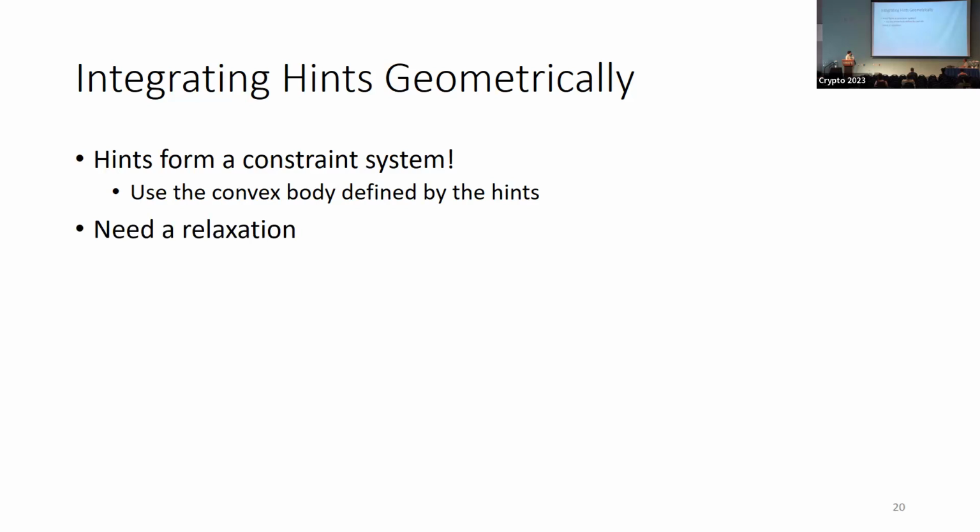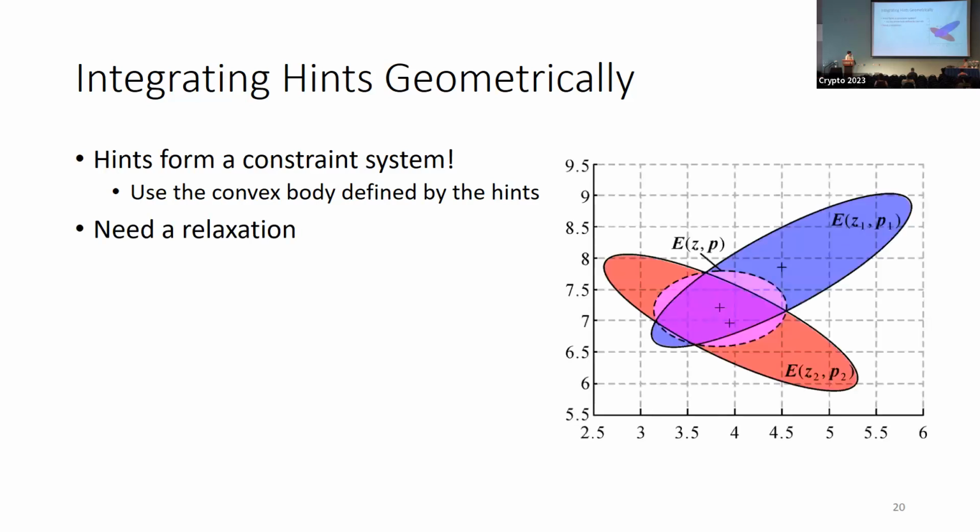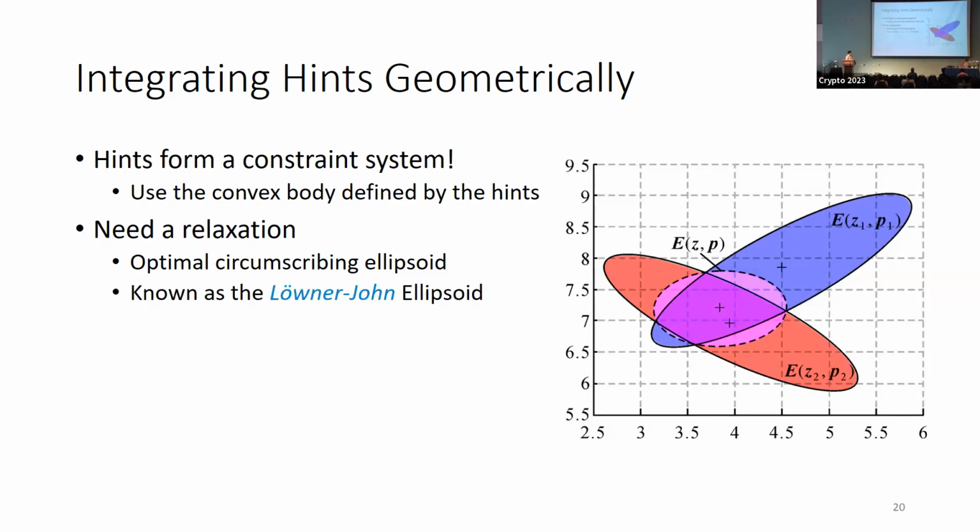And so we need a slight relaxation of using this constraint system as it is. You could think maybe of constructing an optimal circumscribing ellipsoid around this convex body defined by your hints. This is known in the literature as the Löwner-John ellipsoids.